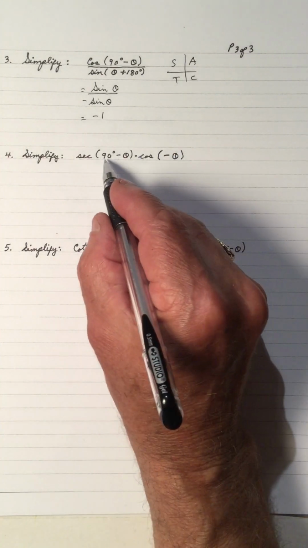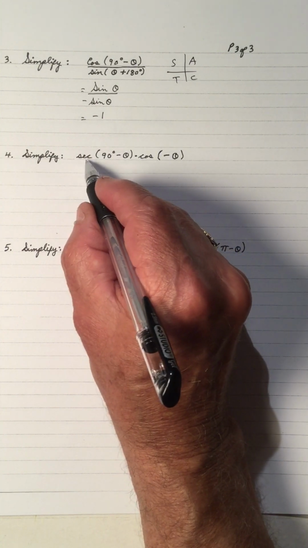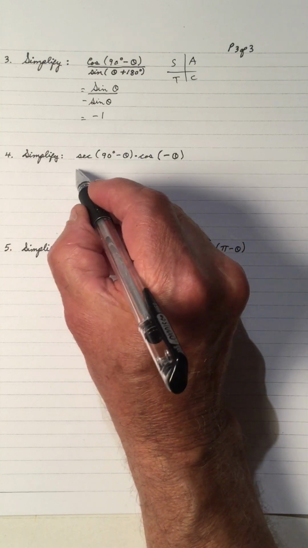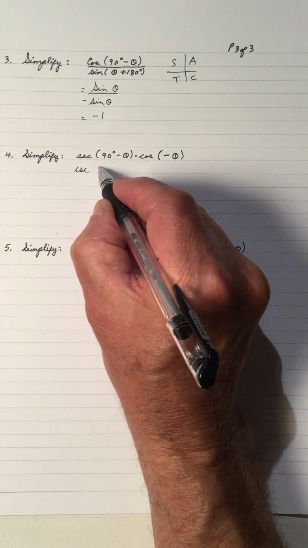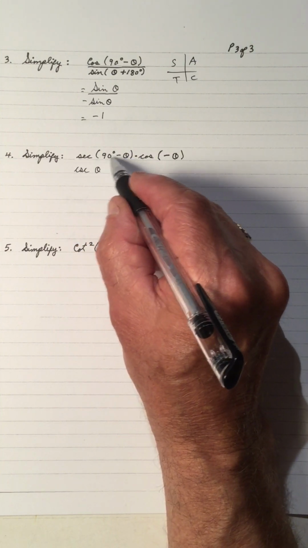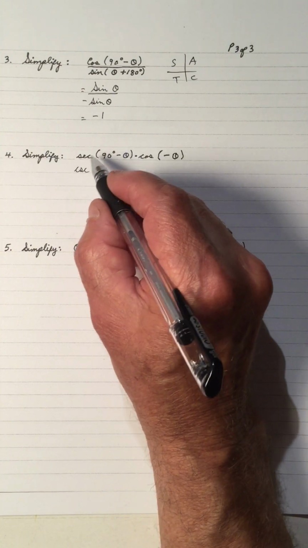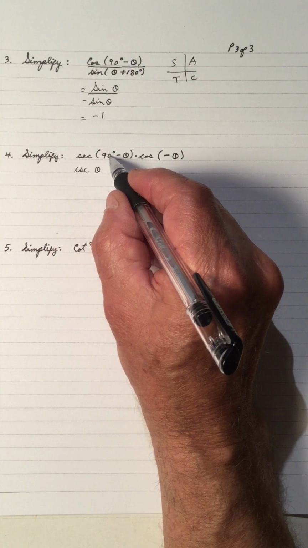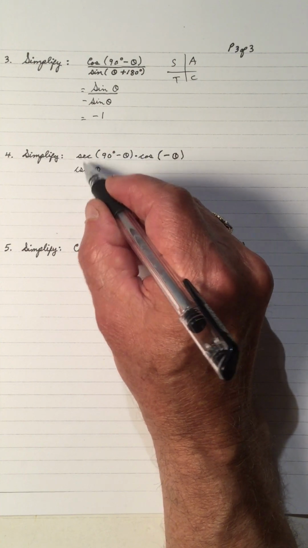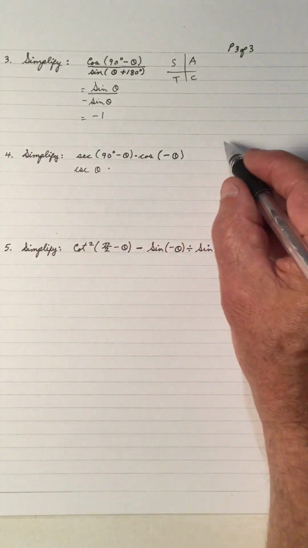Number 4, the secant of 90 minus theta times the cos of negative theta. Secant of 90 minus theta changes, so this is cosecant of theta. Remember, in this one, theta is first quadrant, 90 minus theta is also first quadrant, everything is positive. But they're cofunctions. When you do a 90, you change. When you do 180 plus or minus, they don't change. The function stays the same. And what about the cos of negative theta?